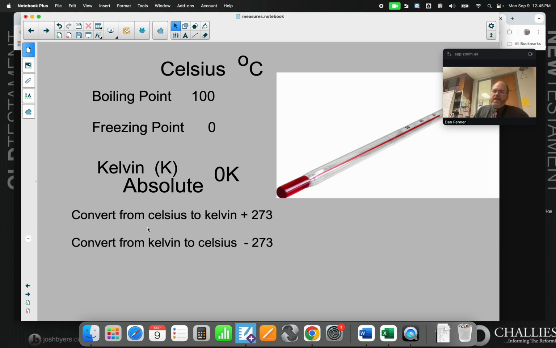and do a conversion. Now, it's actually 273.15, but we're going to make it close enough, 273. So to convert from Celsius to Kelvin, I add 273. Kelvin to Celsius, I subtract 273. That's the way we work it.